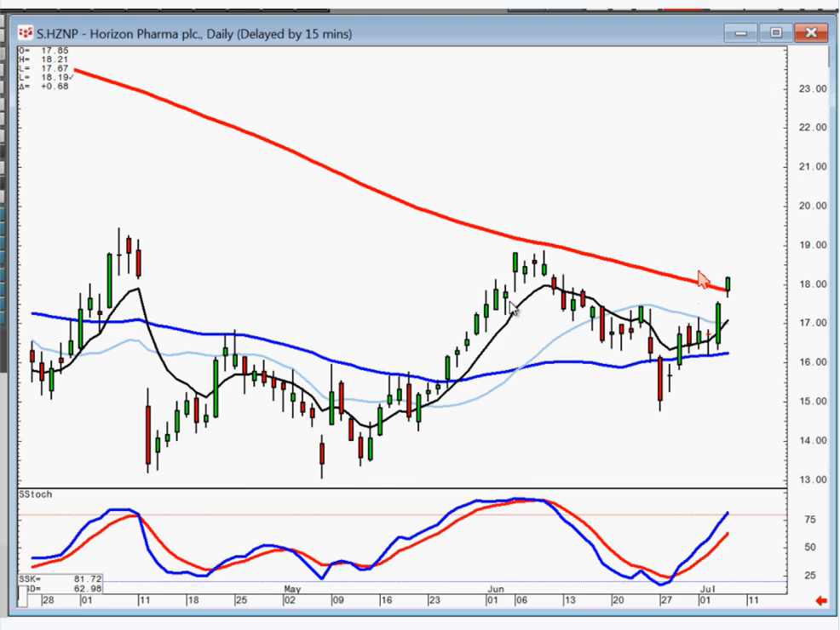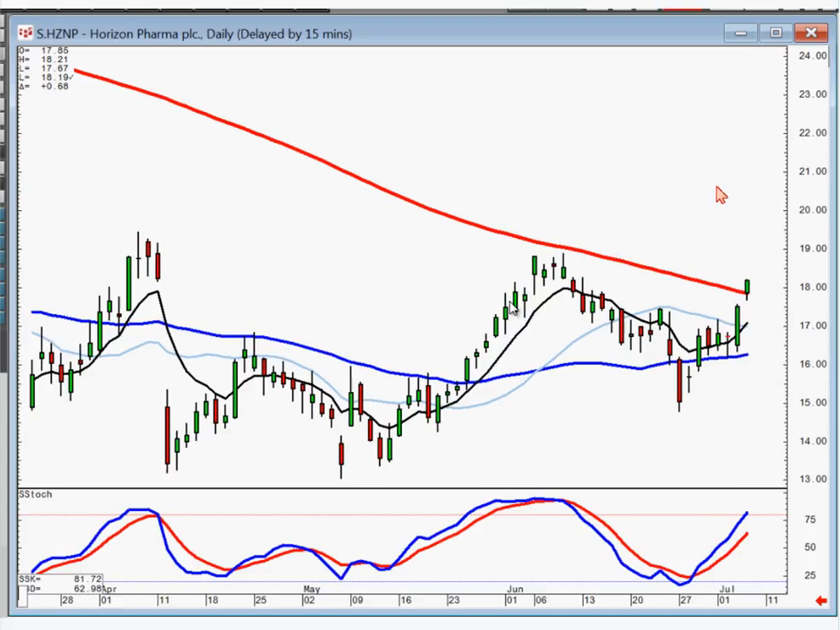HZNP, left-right combo, gap up through the resistance level of the 200. I'd be a buyer of this one on positive trading tomorrow. Tell me I've got wave one, wave two. Wave three started with your doji gap up, and now they've gapped up through the resistance level. You should be heading for the $21, $22 range.